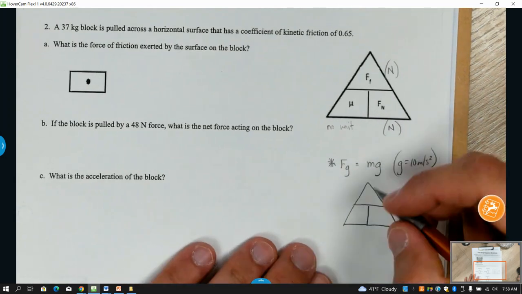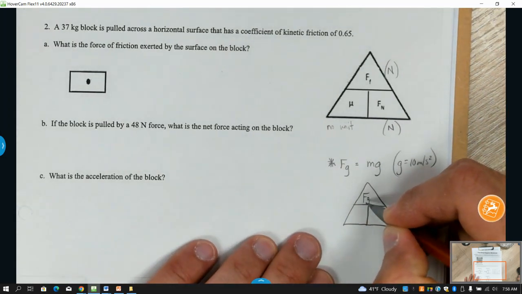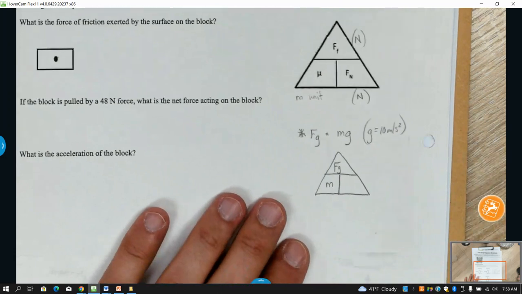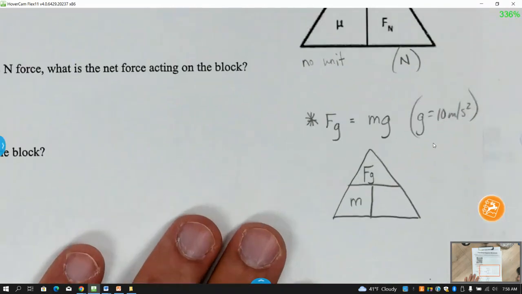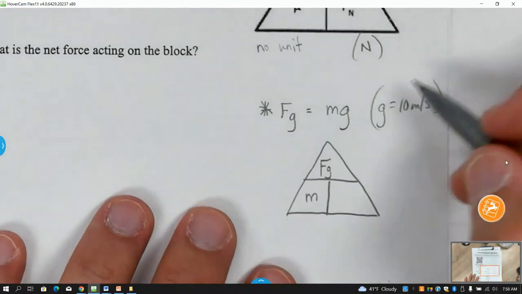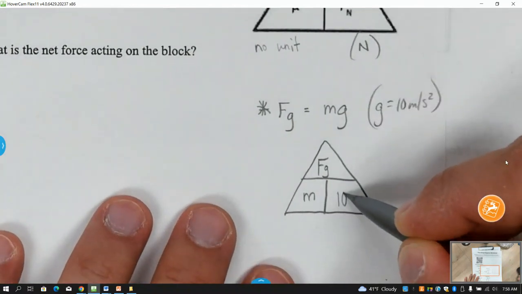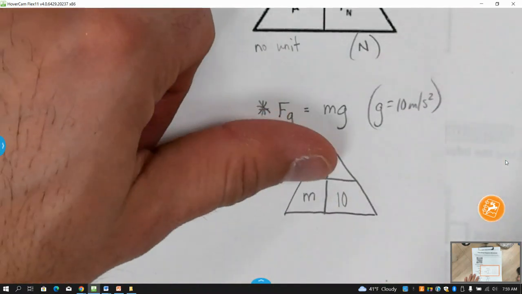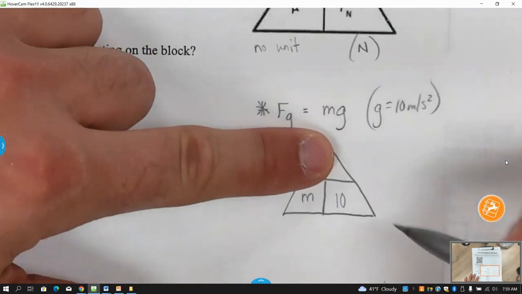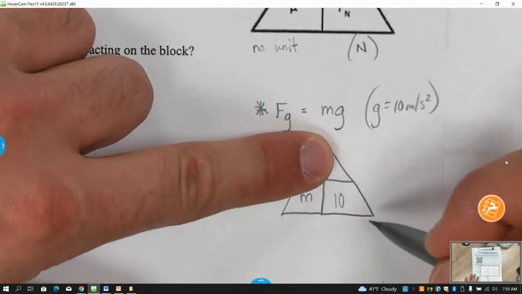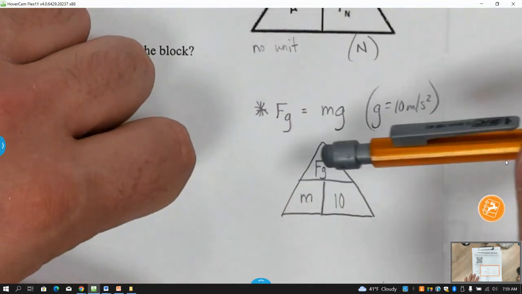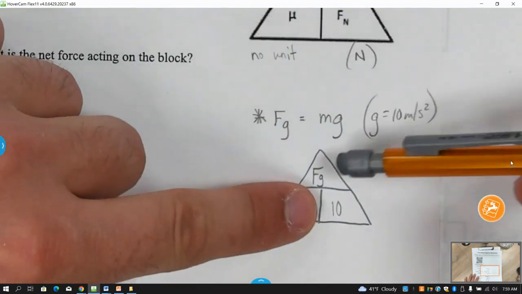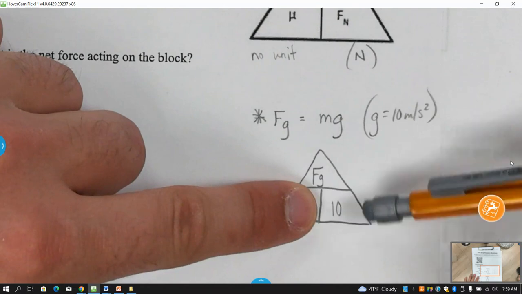All right, so our weight on top, Fg, mass down here on the bottom, and if g is 10, then instead of writing g here, we can just write 10. So if I asked you guys, I have a mass of 50 kilograms, and I want Fg, if I cover up Fg, mass times 10, 50 times 10, 500 newtons. If I have a weight of 300 newtons and I want mass, 300 divided by 10 will give me what the mass is.